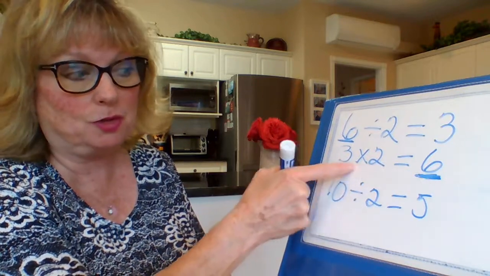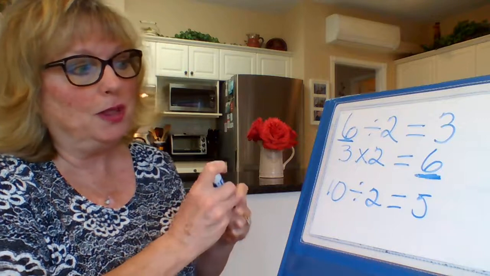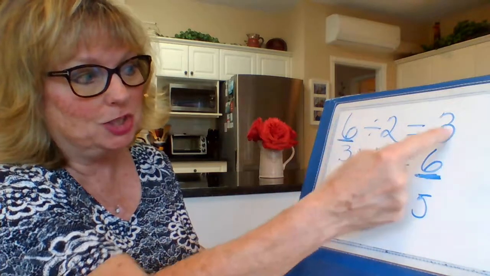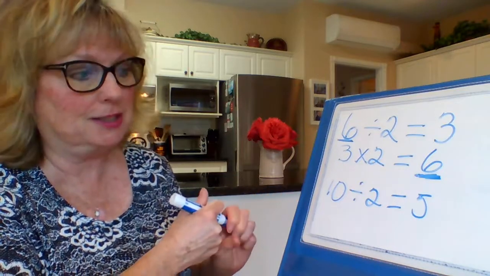So we know this. Some of us already know just by memorizing that, okay? So that's how it can be related. We just reverse it going back and we come up with a multiplication sentence.